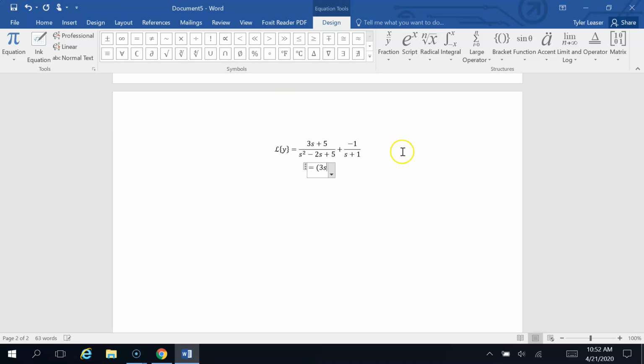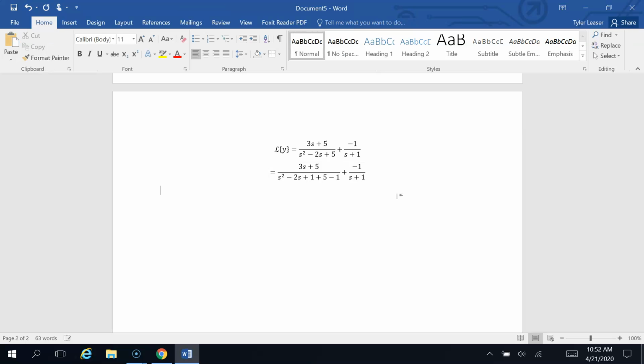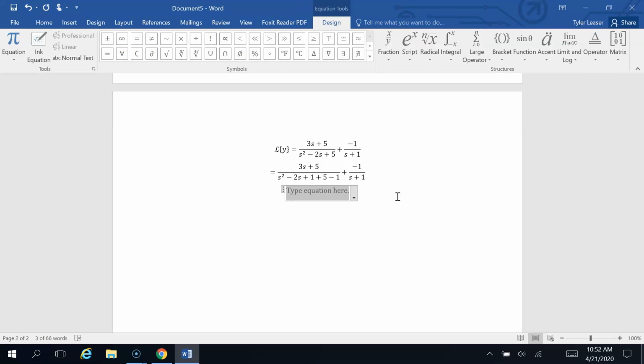So we still have the 3s plus 5 up top. In the bottom here, we have the s squared, we have the negative 2s. We're going to take half of the negative 2 and square it, which is positive 1. But if we add a 1, we also have to subtract a 1. All right, and then still have the 3s plus 5 up top. Completing the square there in the denominator, we're going to have s minus 1 all squared. That's going to be plus 4. Plus, we still here have the negative 1 over the s plus 1.